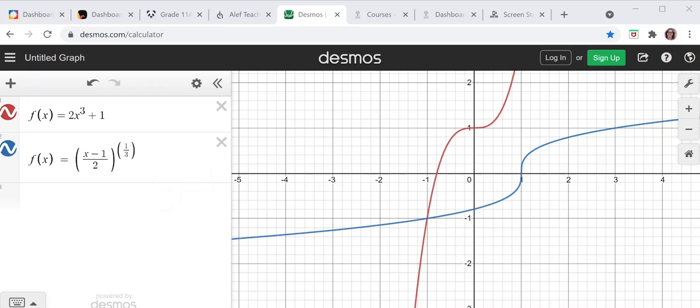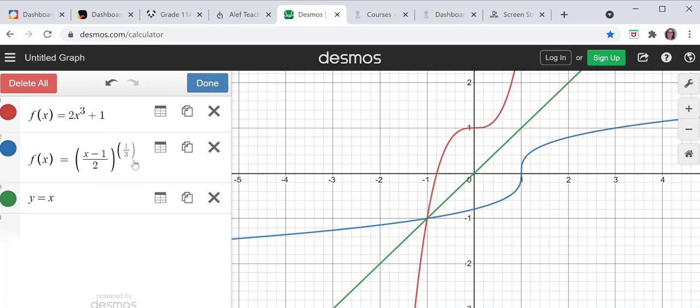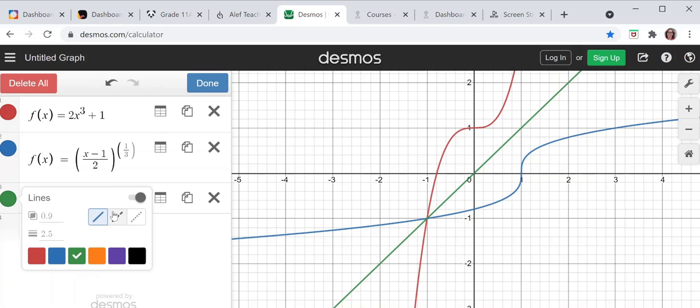Okay, and if we put those functions into Desmos, we can see that they are inverses. And y equals x is our line of reflection.